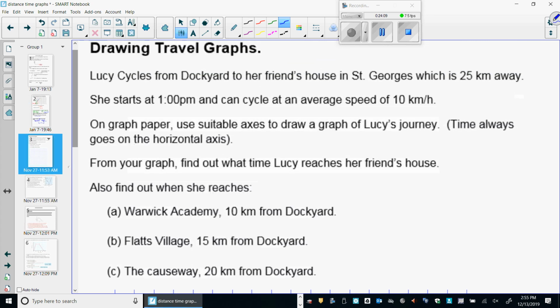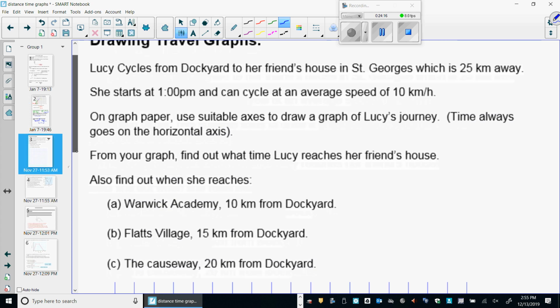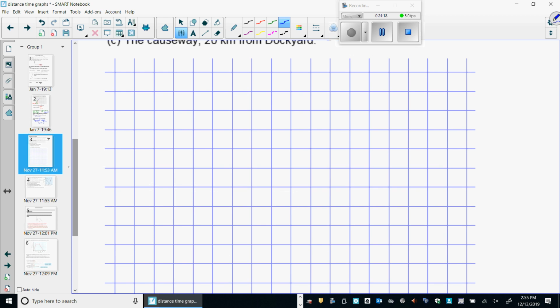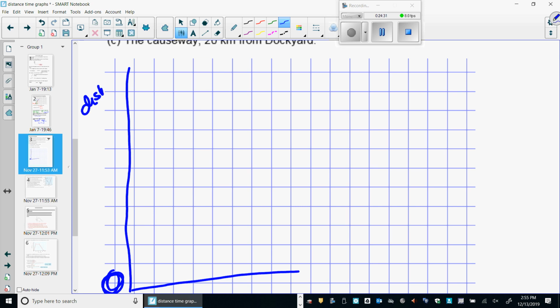So Lucy, we're assuming she's just cycling at an average speed of 10 kilometres per hour. She's going 25 kilometres. So we're going to draw on our axes. You're going to choose a good scale. You're going to use a ruler. You're going to have 0 here, and this is going to be distance to St George's. You always use a pencil. And you're going to use a suitable scale on the bottom.